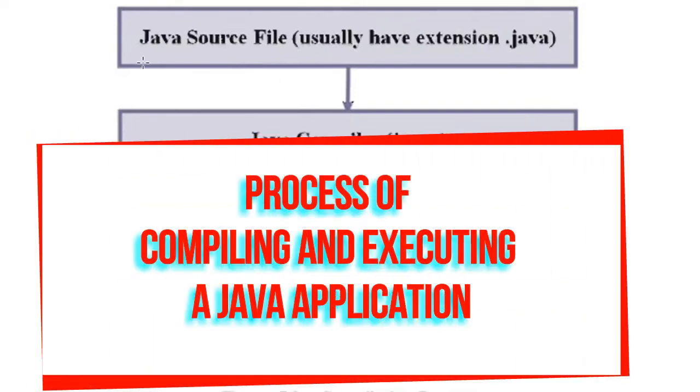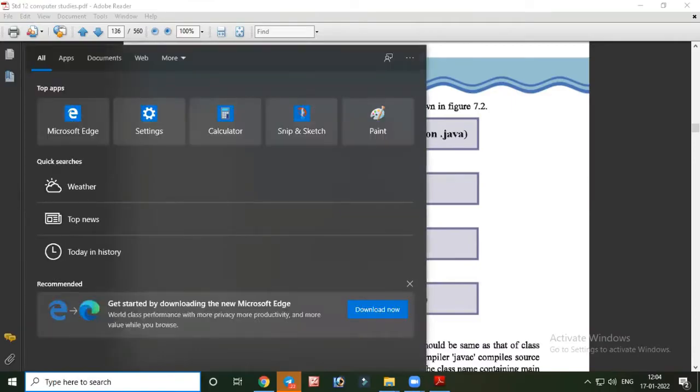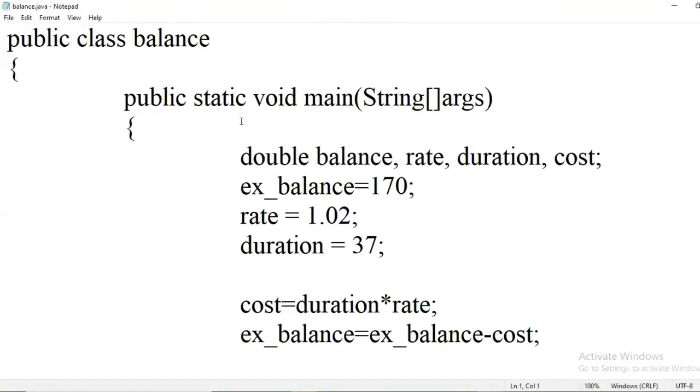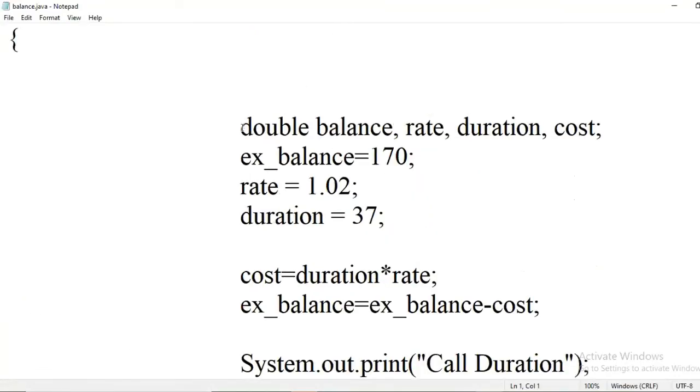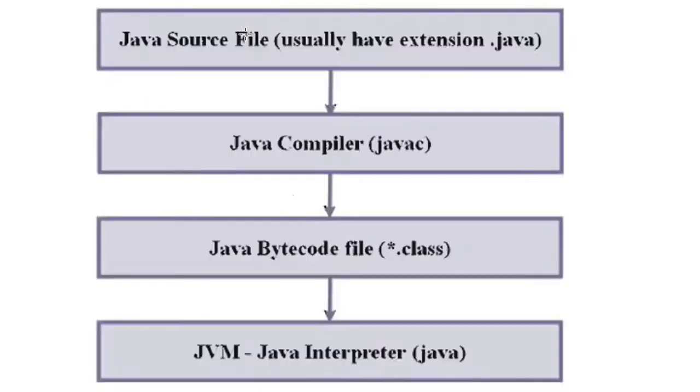The first thing that we are doing is creating a Java source code, or Java source file. The file that we are going to create uses the .java extension. So when you create a program like this and save it with the .java extension, it is called Java source code, or Java source file. Then you compile that program.